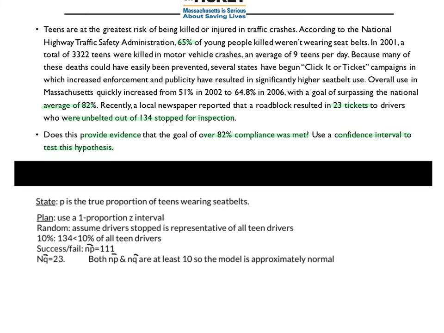Our success/fail, we're given in this situation, so 134 minus 23 is 111. Those are our successes of the teens, and n q-hat would be 23. Those would be the citations issued. Both n p-hat and n q-hat are at least 10, so the model is approximately normal. Remember, for the success/fail condition, because we are trying to estimate the population proportion, we need to have hats over our large enough success/fail.